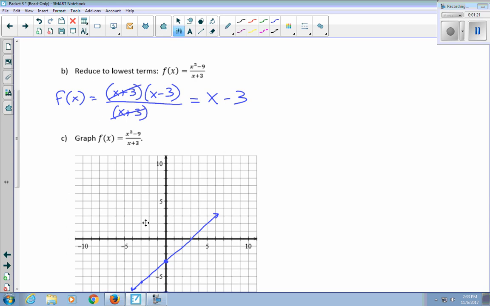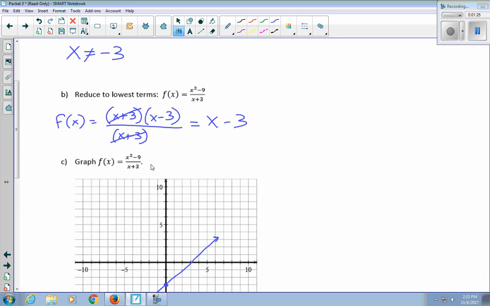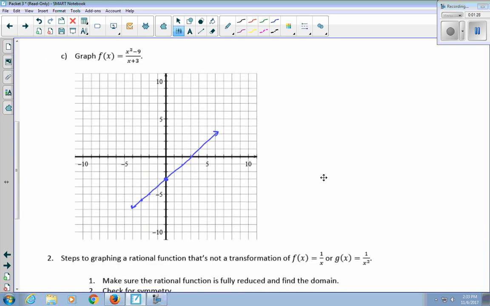At the very beginning, I noted that x cannot be negative 3. So I want to go back to my graph and find the point where x is negative 3 right here, this point here. That actually is not a point on the graph. Okay? I have to make that a hole. Put an open circle there because x equals negative 3 is not part of the domain.